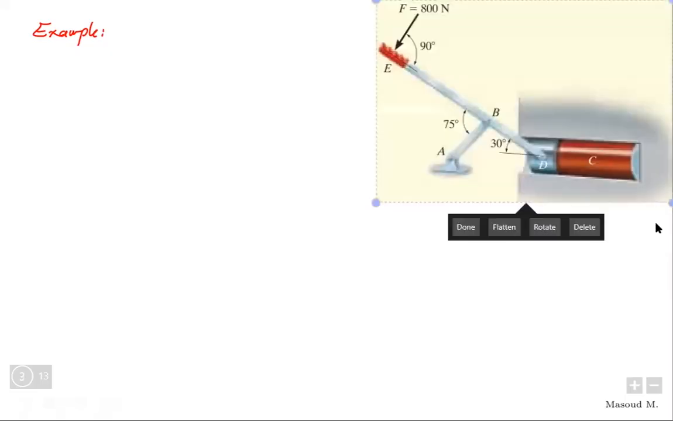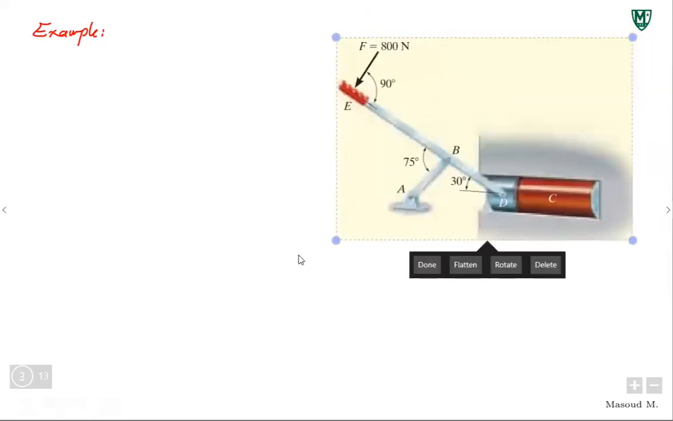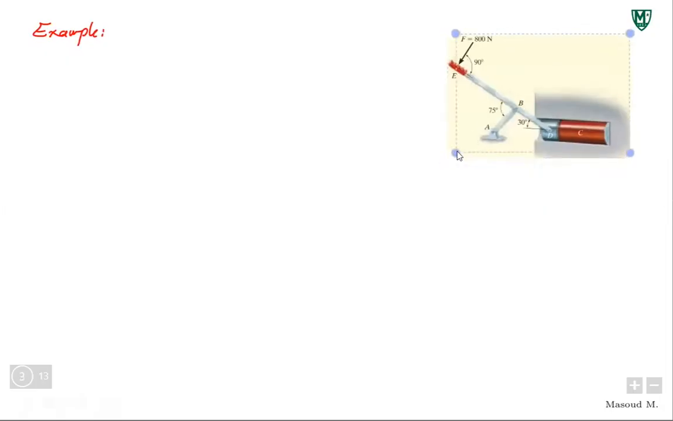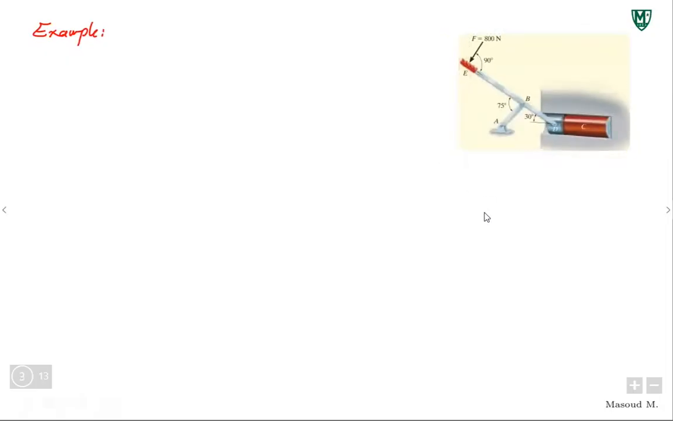Let me bring the photo here. I have a machine, and this is a machine considering that it's moving. This is a simplified version of some machine that they used to, I would say, crush recycled cans.